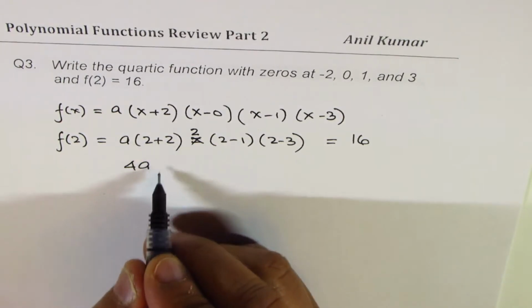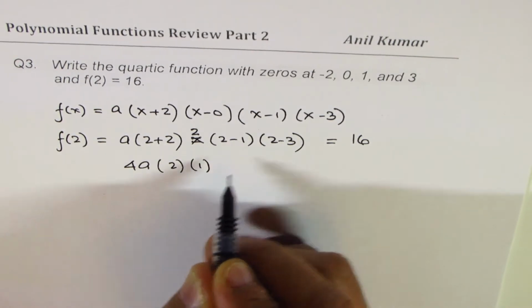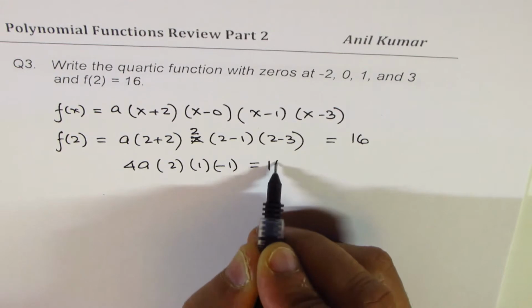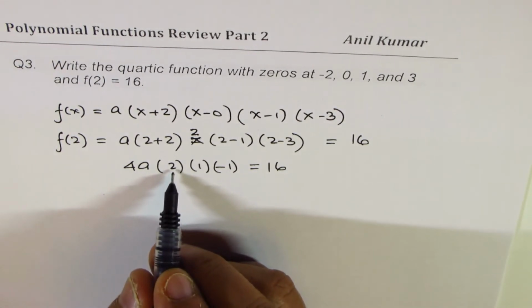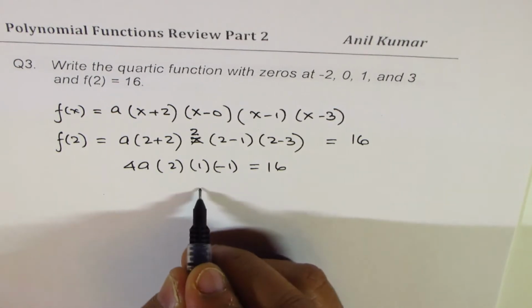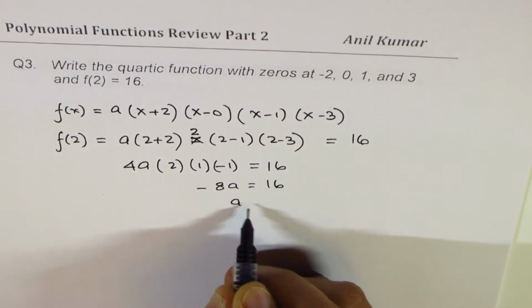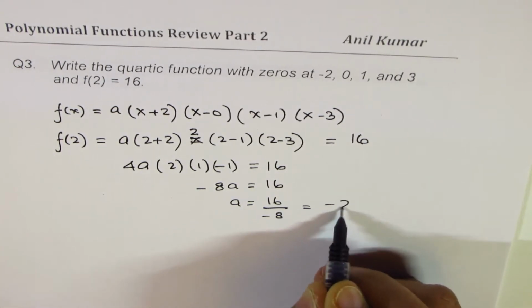So this is 2 times 2, so we get 2. 2 minus 1 is 1. 2 minus 3 is minus 1. Correct? Should be equal to 16. So 4 times 2, 8, minus 8 rather. So we get minus 8a equals 16, or a equals 16 over minus 8, which is minus 2.